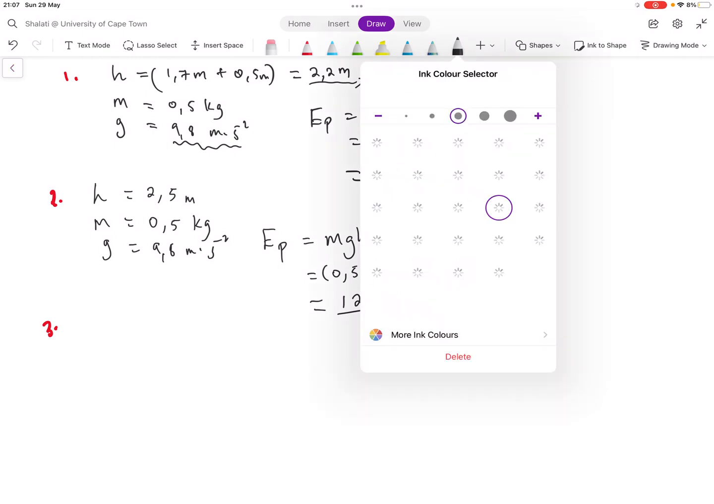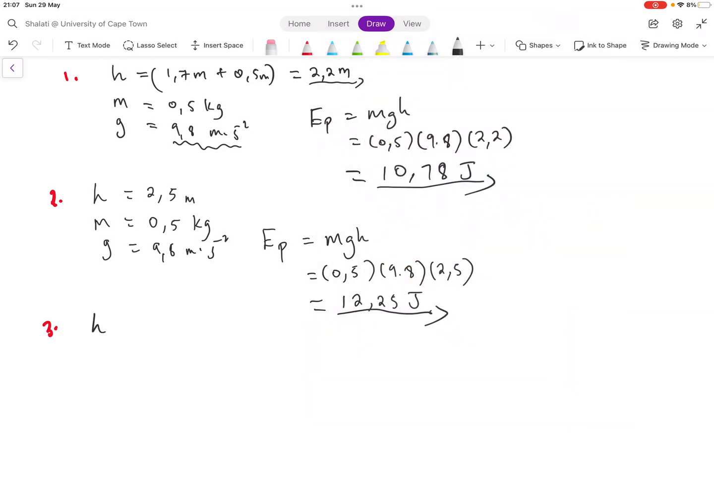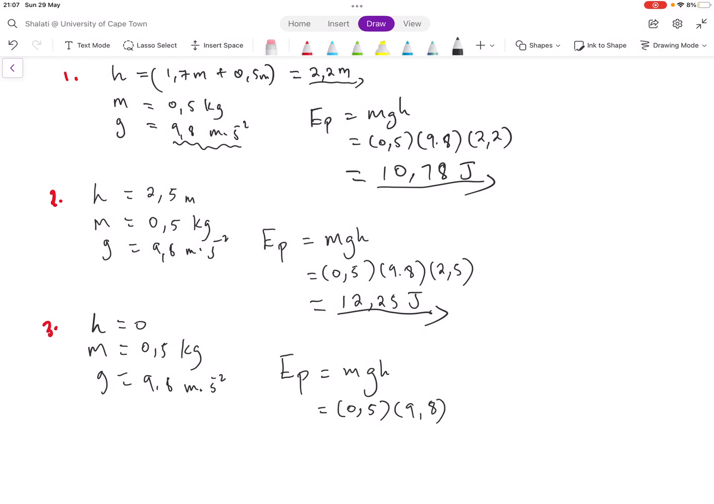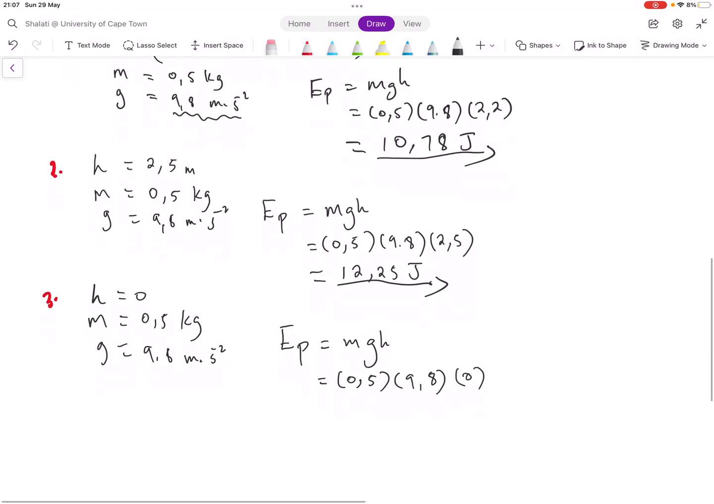So at the bottom, height is 0, mass is the same, 0.5 kilograms, g is 9.8 meters per second squared. So EP, you can see that I'm writing formulas every time I calculate. Don't leave that out, it's actually very important. I'm not just doing it for fun. You first write the formula, then you substitute, then write your answer with the correct units. Otherwise you will lose marks in the examination.